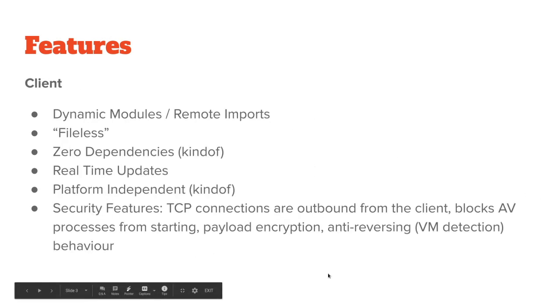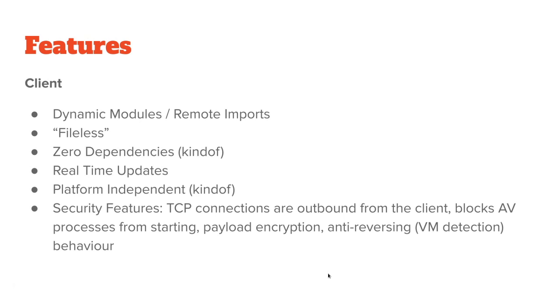It will also block AVs from starting. If it sees the name of an AV process in the process list, it'll try to kill it or prevent it from doing stuff. It encrypts the payloads that it downloads, so it'll try to bypass, again, signature detection. It also has capabilities for anti-reverse engineering, kind of ghetto anti-VM detection. Basically, it just looks to see if there's a process named like VMware running on the host. They can add more stuff to it, but it has basic VM detection, which is kind of cool, because normally we analyze malware in VMs, right?